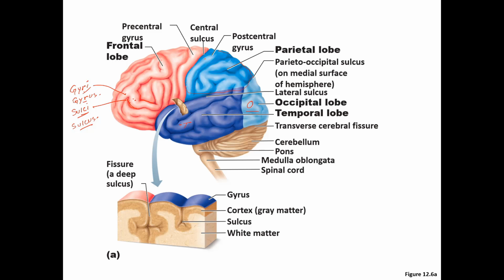Now, there are also deep grooves, not shallow, and there are only a few. Deep grooves are called fissures. For example, I told you the two hemispheres are separated by a fissure, a deep groove or cut, that is called the longitudinal fissure. Also, between the cerebrum and cerebellum you have a deep groove here, and that is called the transverse fissure. The longitudinal fissure you don't see here because you are seeing from the side. It is between the two hemispheres.